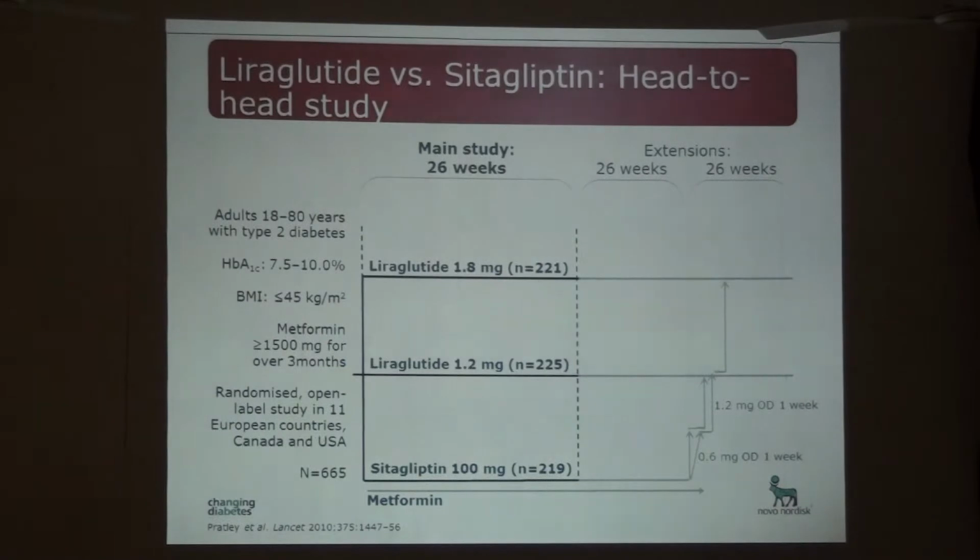A head-to-head study was done with sitagliptin, which is the most commonly used DPP-4 inhibitor. It was a study of 26 weeks, extended for a further 26 weeks, and then there was a switch over. Those patients who were on sitagliptin for that 1 year were shifted to liraglutide for the further 26 weeks that the study was extended.